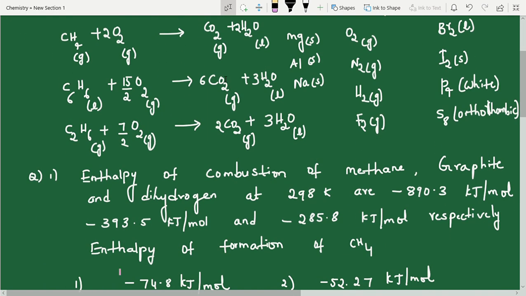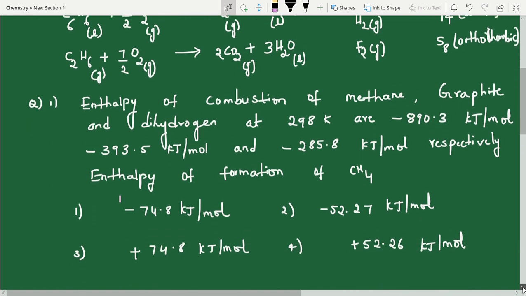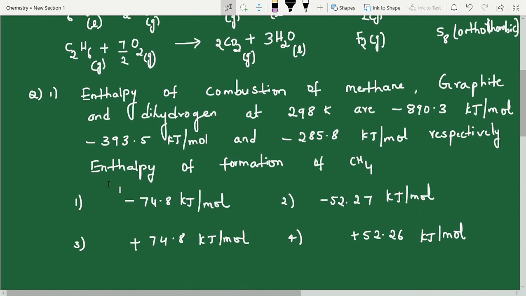First, whatever I have given, the standard forms and combustion reactions, please go through this. The third numerical I will explain, and one more theoretical numerical I will explain. First, I am explaining value-based numericals. Listen. I have collected previous year questions, NEET and mains.